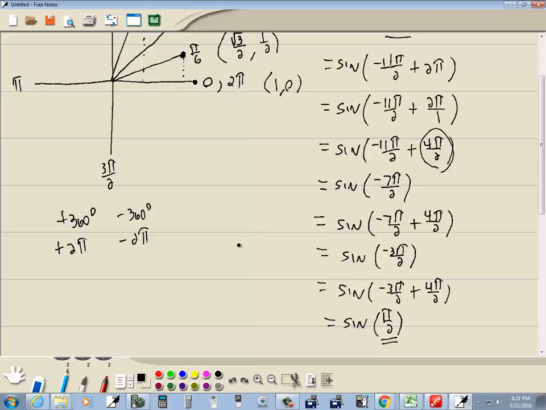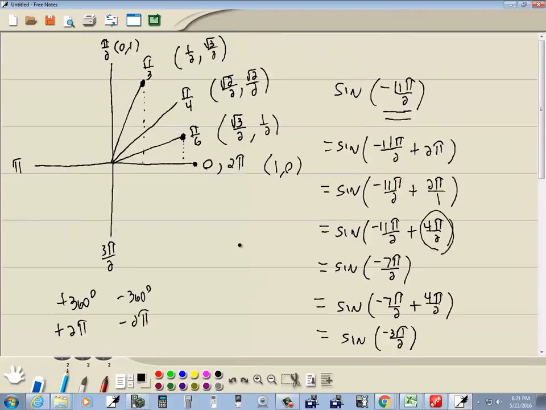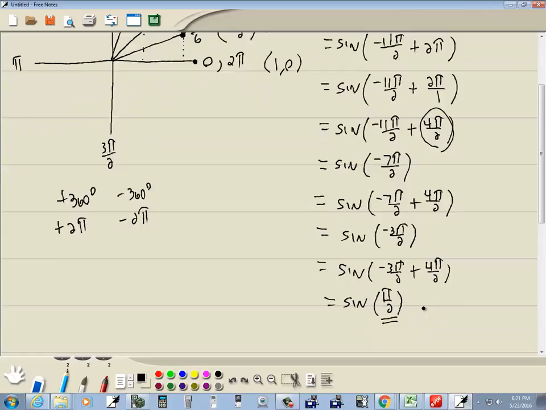If we look at pi over 2, which is right here, sine is our y part, so sine is going to equal 1. So this is going to equal 1. And that's our answer.